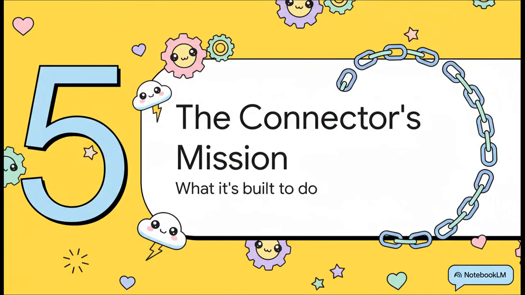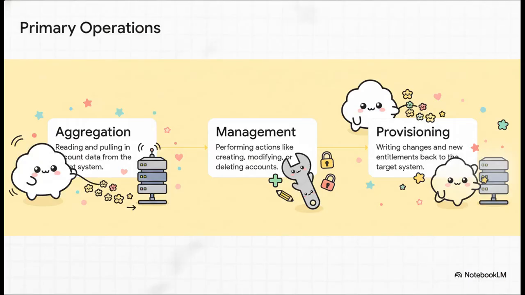All right, we know the pieces, we know how they talk to each other, so let's get to our final section, the connector's mission. What is this whole thing actually built to accomplish? What's its purpose? So, the connector really has three primary jobs. First up, account aggregation. This is all about reading data from the target system, pulling in all the existing user accounts and their permissions. Second, account management.